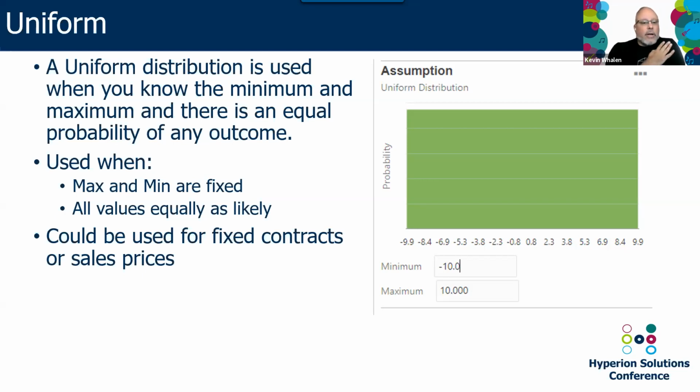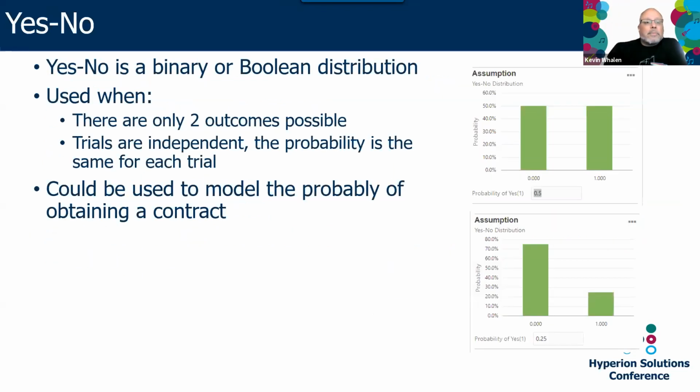And I know this contract, they're either going to do it for this much or that much, or marketing says we can only sell it for, we're either going to sell it for $10 or $20, but it could be anywhere in between, but it would never fall outside of that range.